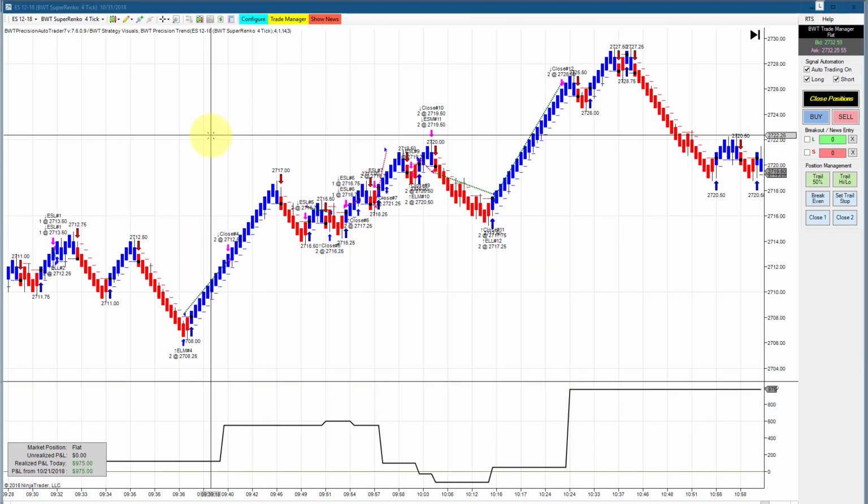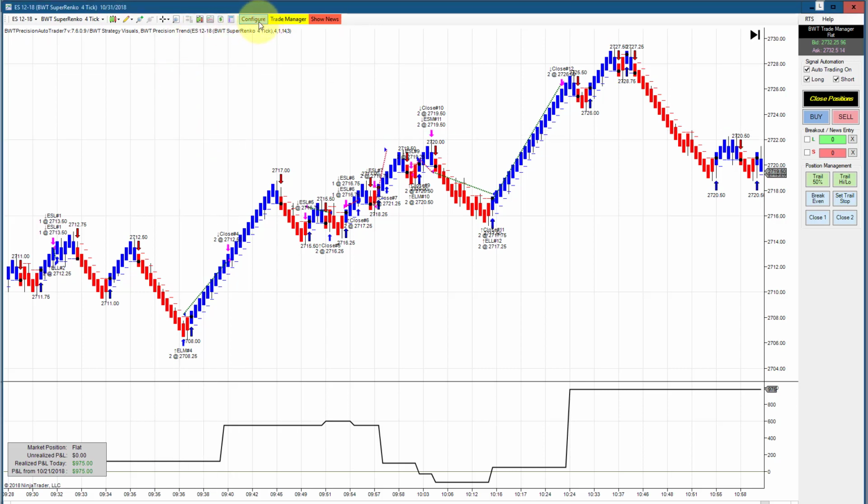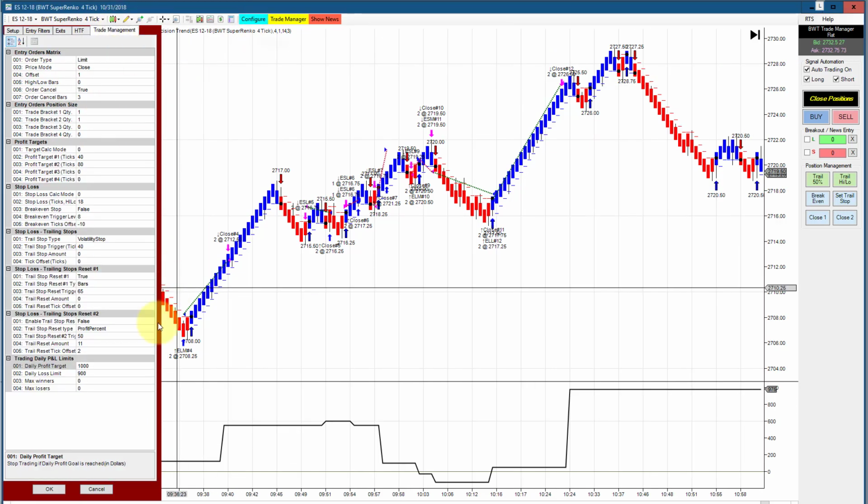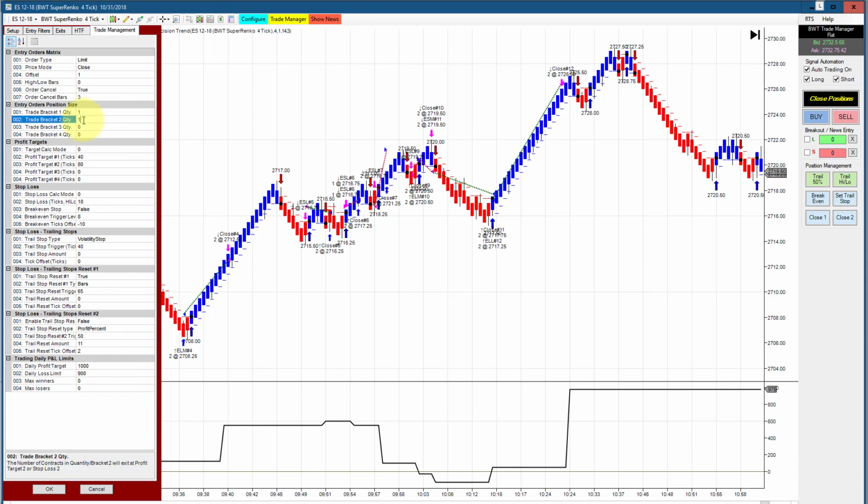Okay, the E-mini S&P on a Superenco 4 tick did 975. The goal on this is 1,000. This is just a limit order with a 1 tick pullback, and this one is trading 2 contracts, as you can see here. So 1,000 on 2 contracts. We're looking at 500 per contract.